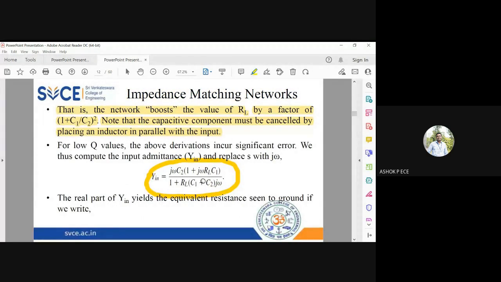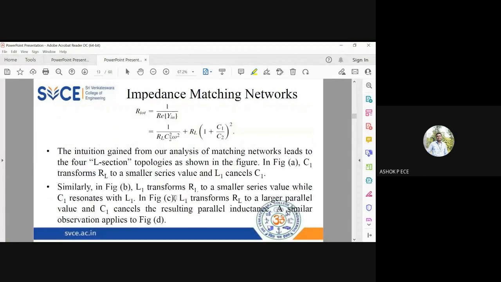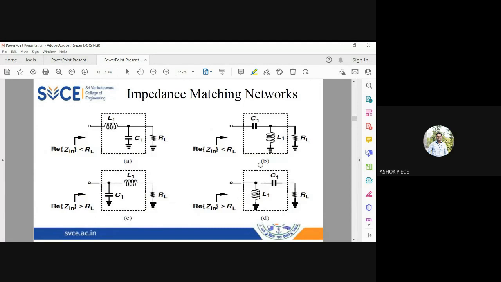In the same way, find the real part of your Yin. You will get the real part to be this one. So R total equals 1 by the real part of Yin, and you get this expression. From our understanding, it is very clear that four L-section topologies are possible. As I told you, either C1 and C2, L1 and C1 with L1 in series and C1 in shunt, and both are going to be inductors. So these are the four different topologies you see.